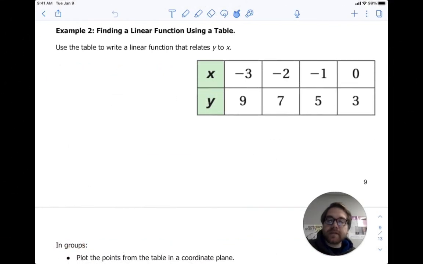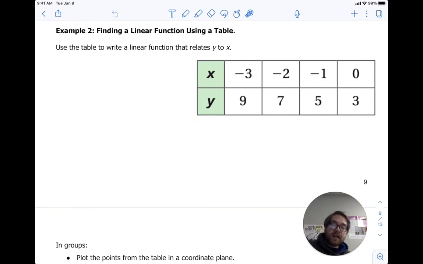All right, so this is example 2 on page 9 in your notes. It says to use the table to write a linear function that relates y to x. So we're given this xy table here, and we want to write an equation of this function, specifically a linear function. So it's going to form a straight line. And we're going to use this table to write that equation and see what it looks like in that form.